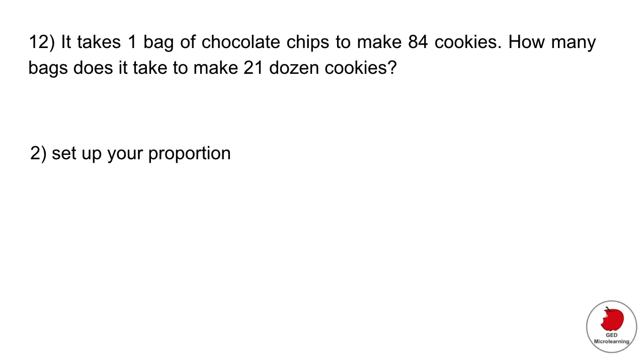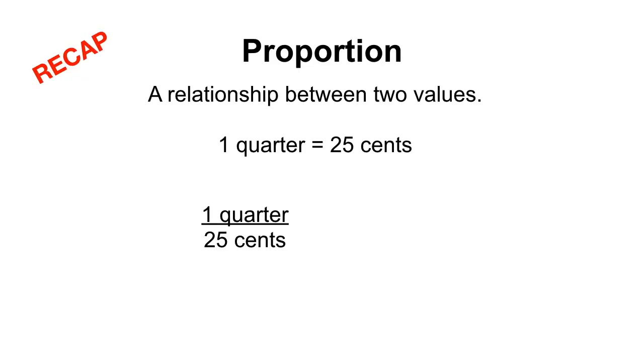All right, so just a quick recap of what a proportion is. A proportion is a relationship between two values. So for example, you know that 1 quarter is equal to 25 cents, right? So I could write the proportion or a relationship like that, 1 quarter over 25 cents. If I now asked you how many cents are in 7 quarters, right? All I have to do is write the same proportion, right?